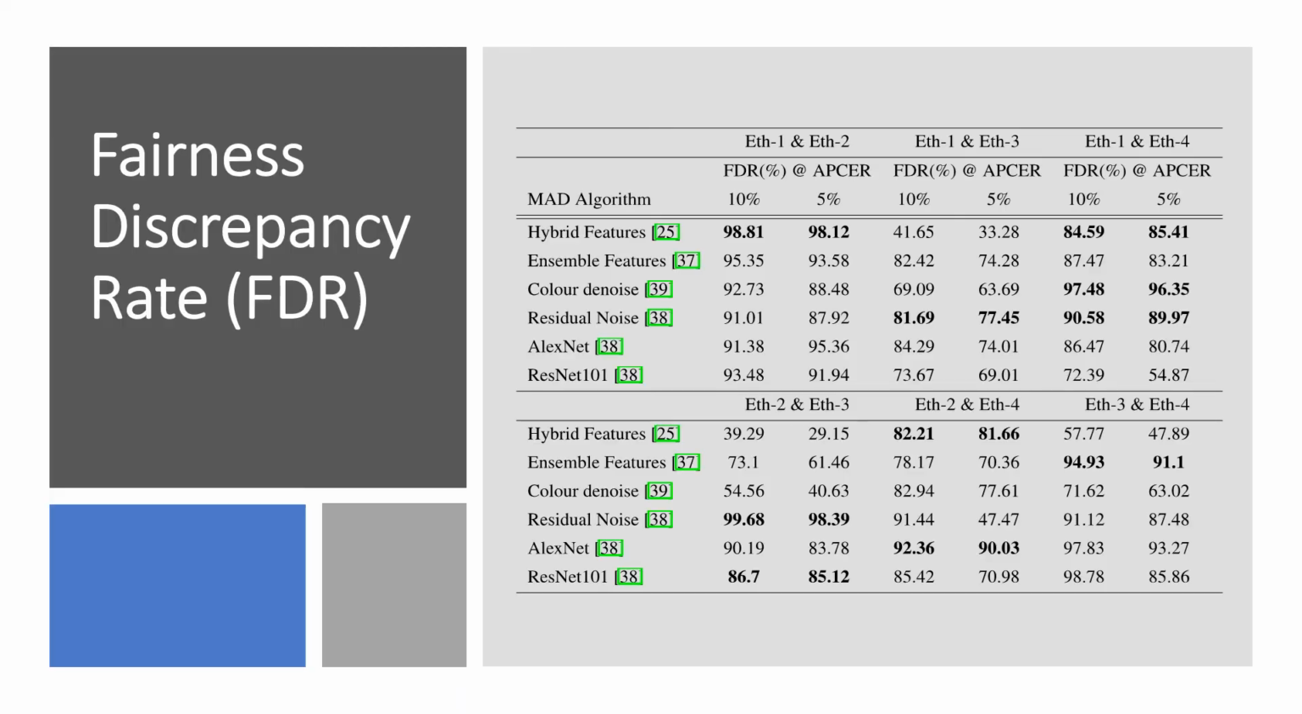Once we benchmark the fairness discrepancy rate across different ethnicities, if the change is less, from 10% threshold to 5% threshold of APCER, then the algorithm is said to be a fair algorithm. But as you see here, for all the 6 algorithms across different combinations of ethnicity, none of them shows consistent fairness across different groups. However, when we consider all 6 algorithms together, we can say that one algorithm is good with one combination of ethnicities, and another algorithm is good with another combination of ethnicities. So this again demonstrates that the existing morph attack detection algorithms severely lack fairness, especially towards demographic bias.